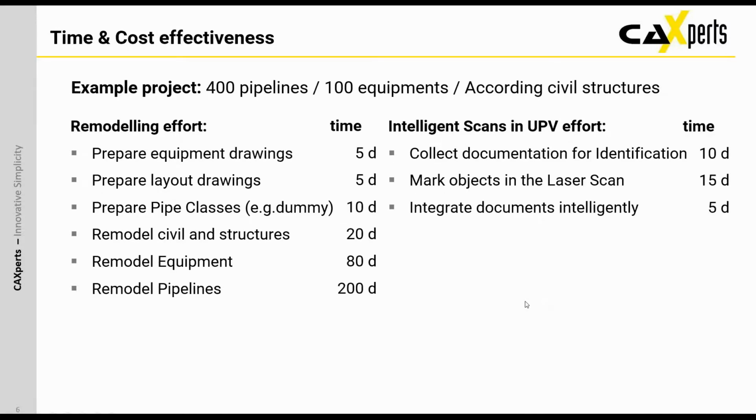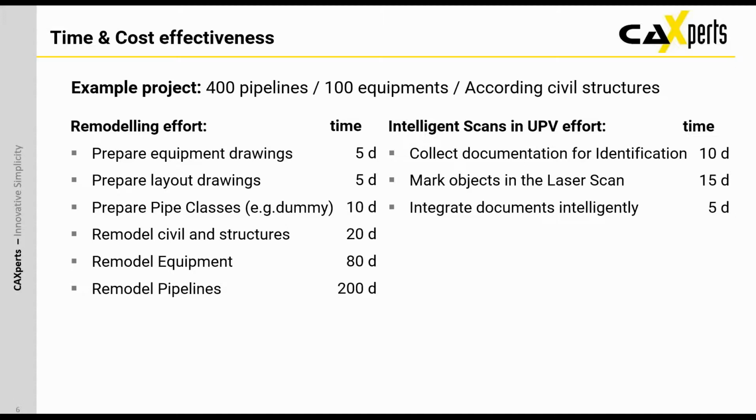So let's look at a real time and cost comparison here. I picked an example project. I myself come from the engineering side of things before I joined CX Experts, so I think this is quite a realistic assessment. An average project with 400 pipelines, 100 equipments, and the according civil structures.